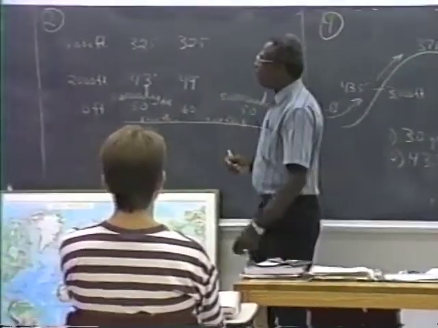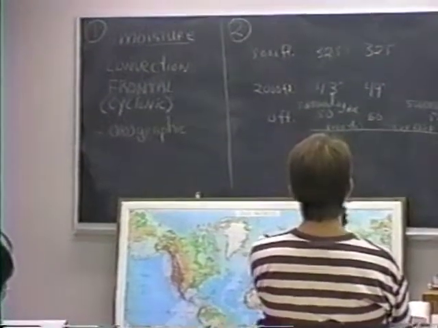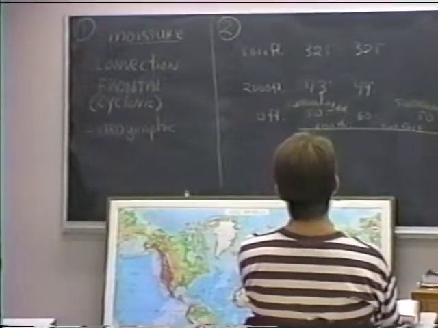Now, over here, number one, it deals with the various methods or manner in which the air rises. One way is convection.